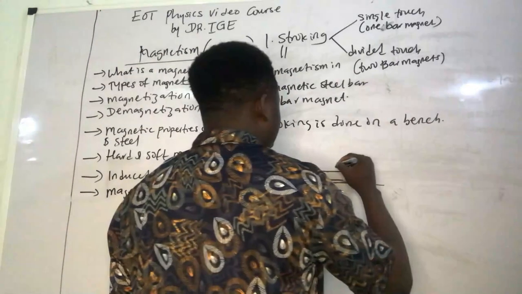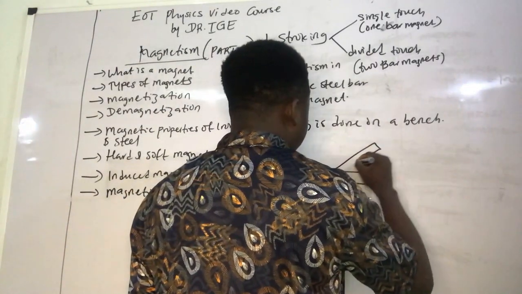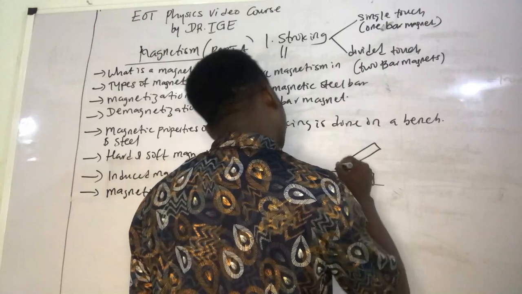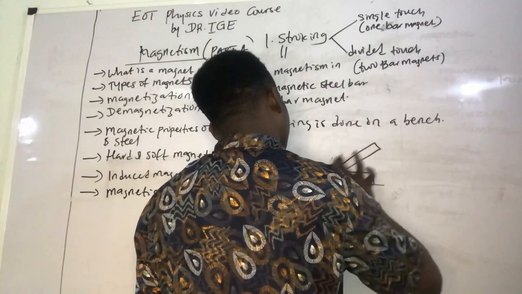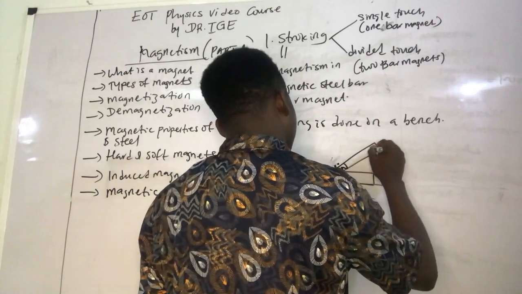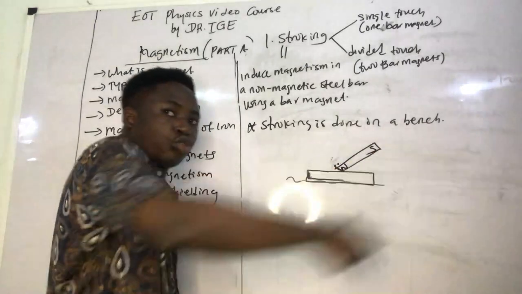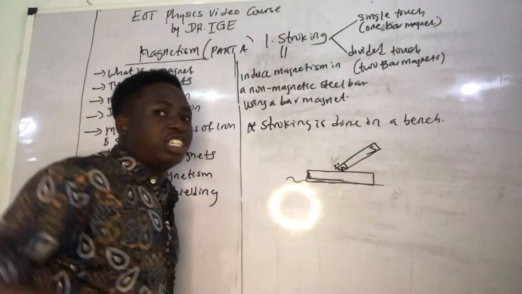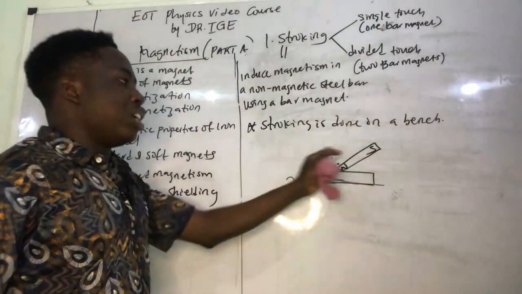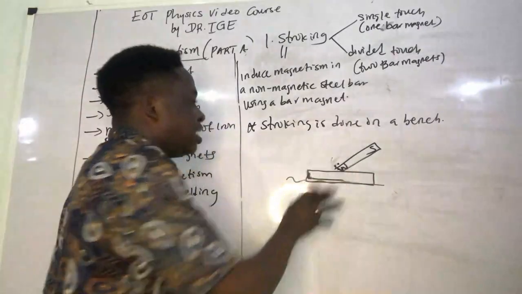So we have to bring in our what? Bar magnets. Let's say this is the north pole. Let me write it inside. This is the north pole, this is the south pole. So what we do is just to stroke. You grab it, it is just a stroke basically. And as you are stroking, we are inducing magnetism in this.